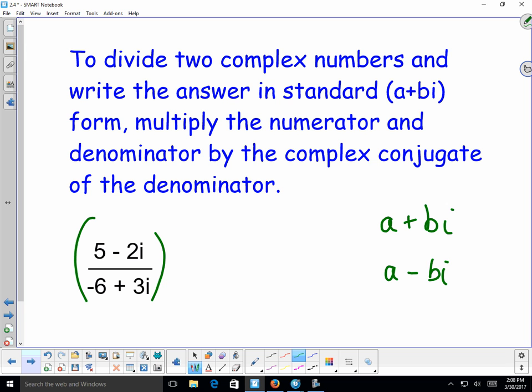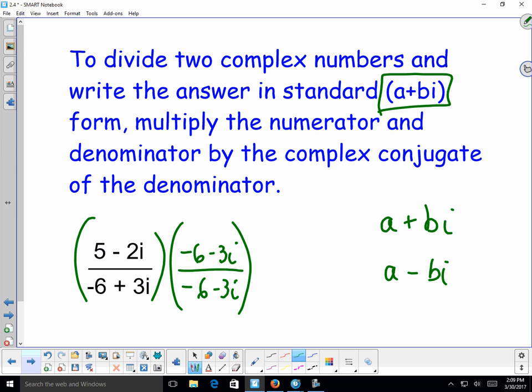So what we're going to do is multiply this fraction by -6 minus 3i over -6 minus 3i. -6 minus 3i is the complex conjugate of the denominator. And what we just saw is if you multiply two complex conjugates together, you end up getting what type of number? Real number. And that's what we need if we're trying to rewrite this in standard a plus bi form.